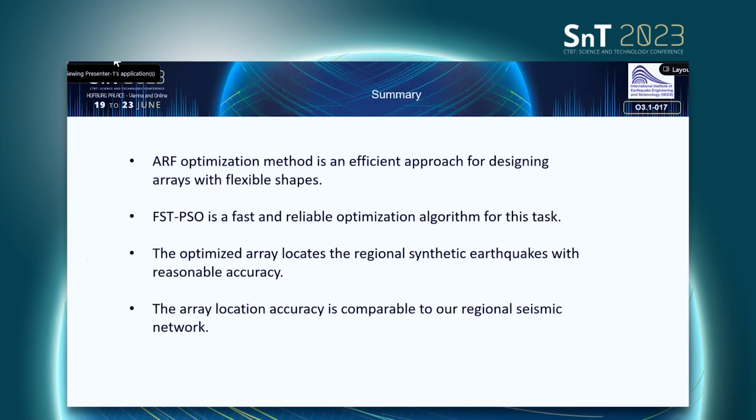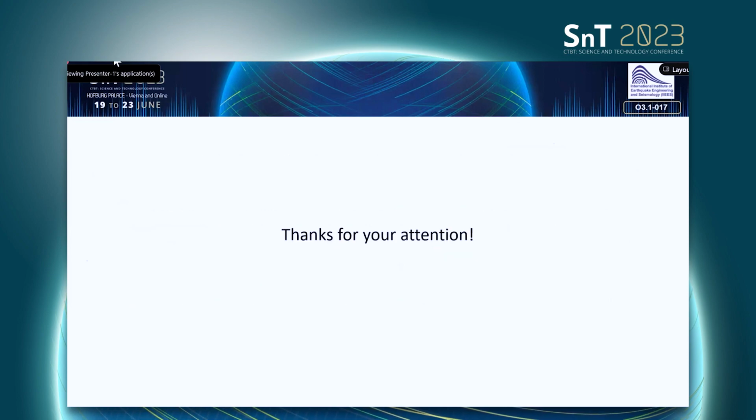In conclusion, this study shows that the ARF optimization method is an efficient approach for designing arrays with flexible shapes. And also FSTPSO is a fast and reliable optimization algorithm for this task. The optimized array locates the regional synthetic earthquakes with reasonable accuracy, and its accuracy is also comparable to the regional seismic network. Thanks for your attention.